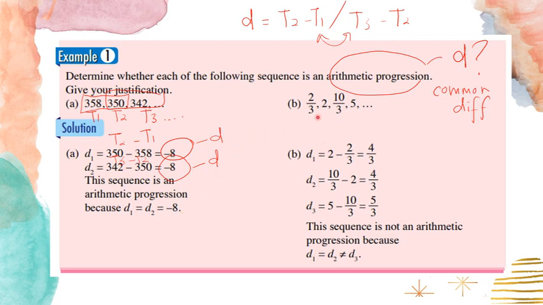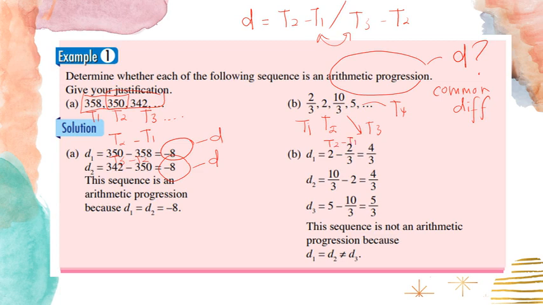Okay, let's move to question B. So we have this one, T1, T2, this one is T3, and 5 is T4. You have to check T4 minus T3, T3 minus T2, and T2 minus T1, and see whether all the answers are the same or not. So we check with the first one, which is T2 minus T1.